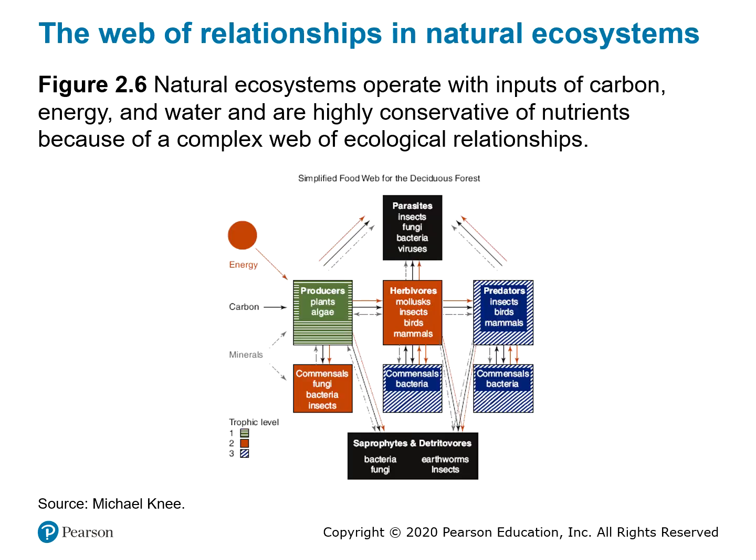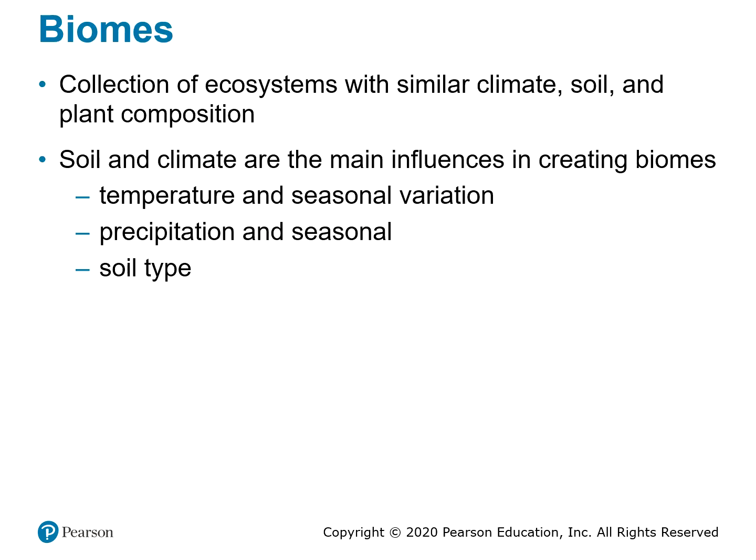It looks at the natural ecosystems that operate with inputs of carbon, energy, and water, and are highly conservative of nutrients because of a complex web of ecological relationships. A biome is a collection of ecosystems with similar climate, soil, and plant type. Temperature regimes and seasonal patterns, along with the amount and timing of precipitation and inherent soil characteristics, will define each biome. These broad patterns tell us what kinds of plants will naturally dominate and what kinds of agriculture are plausible without heroic inputs.